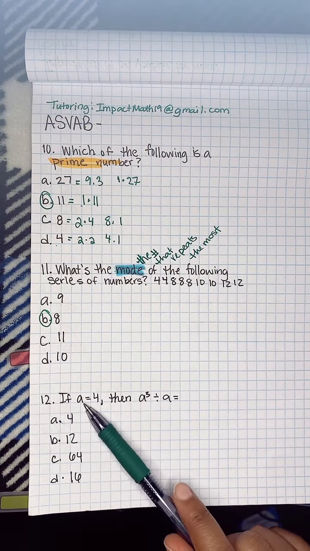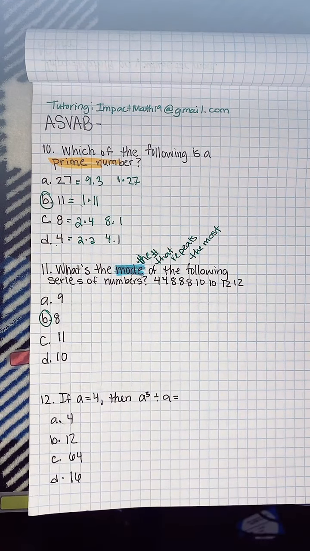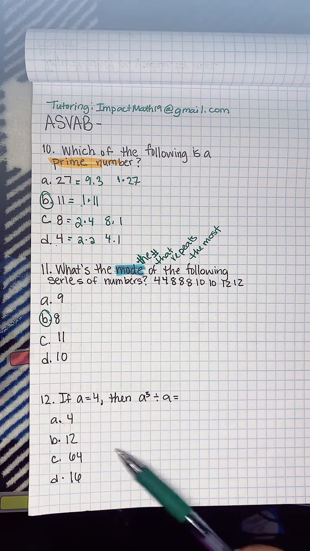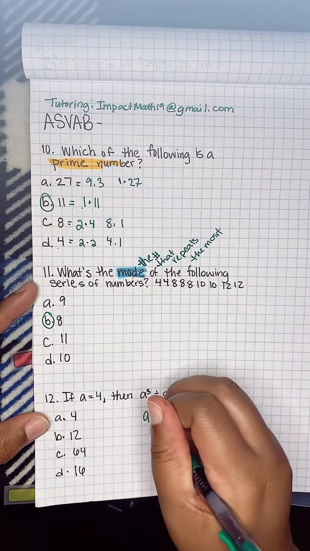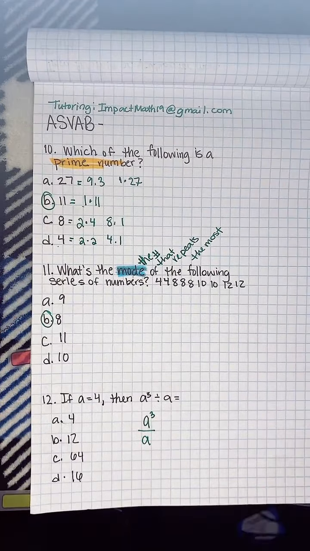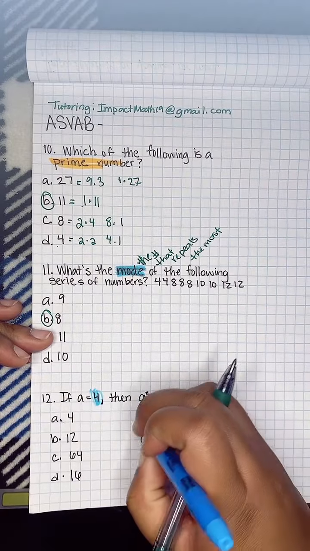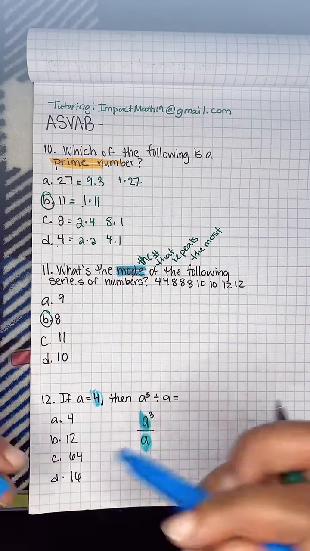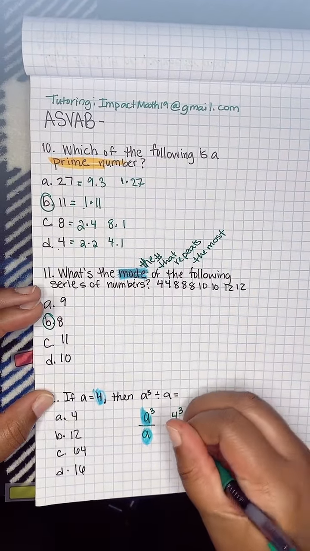So number 12 says, if A equals 4, then A to the cube divided by A equals what? Okay. So, there's multiple ways to do this, you guys. We could set it up as A to the third divided by A, right? They told us what A is. They said A was 4. So I can plug in 4 for A. So I could do 4 to the third over 4.